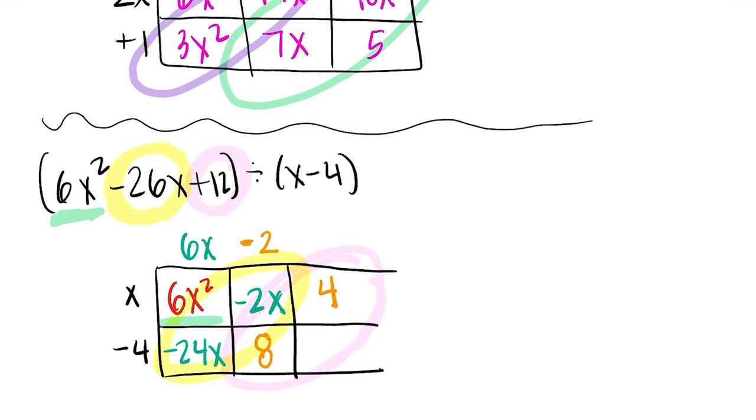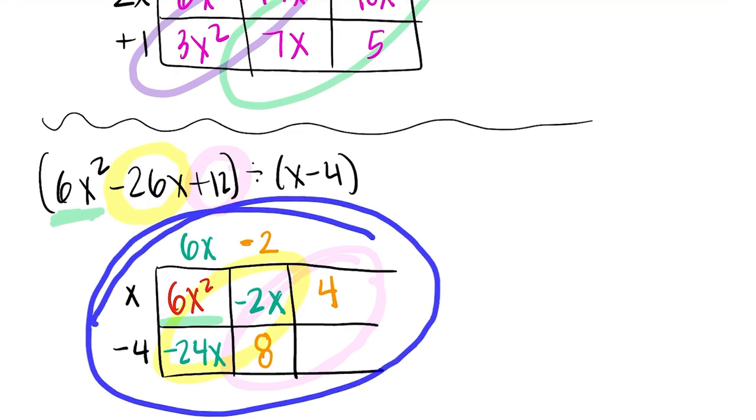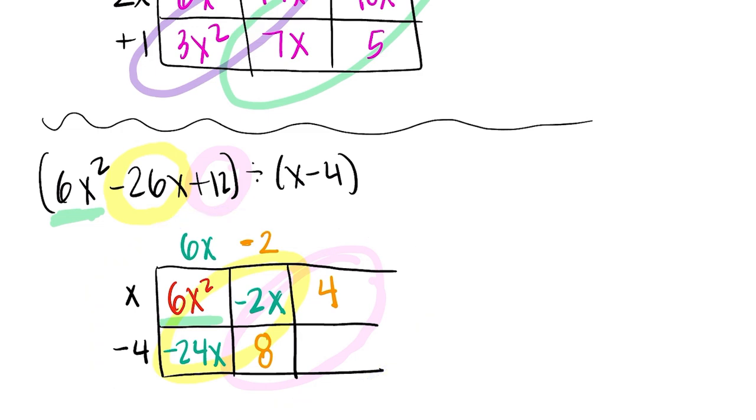And now at this point, the x, I can't turn that into a 4 without dividing by an x. So that 4 is going to be my remainder. If I took this as a multiplication problem, the multiplication problem that goes along with this is 6x minus 2 times x minus 4 gives me the inside. And then we have an extra 4 left over.